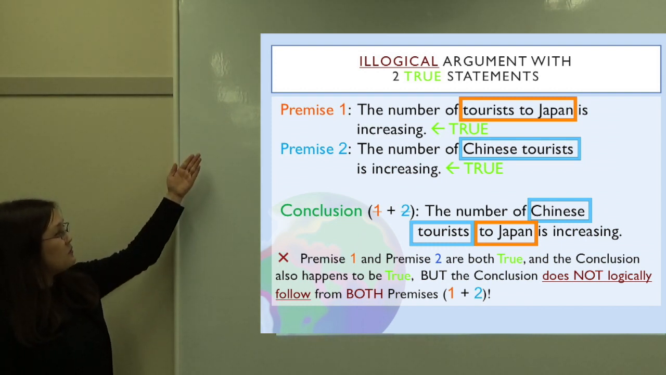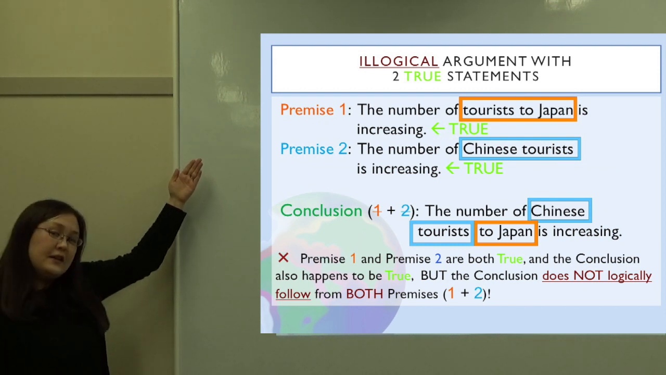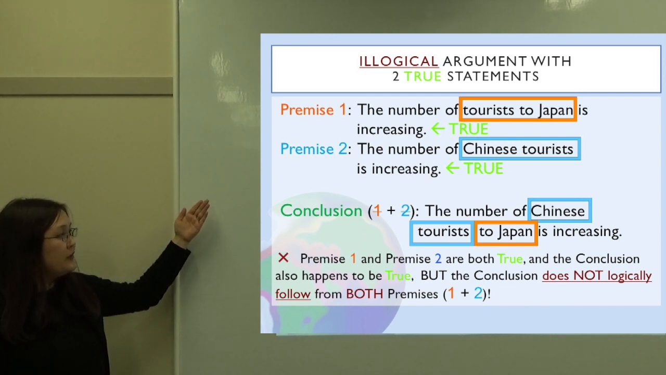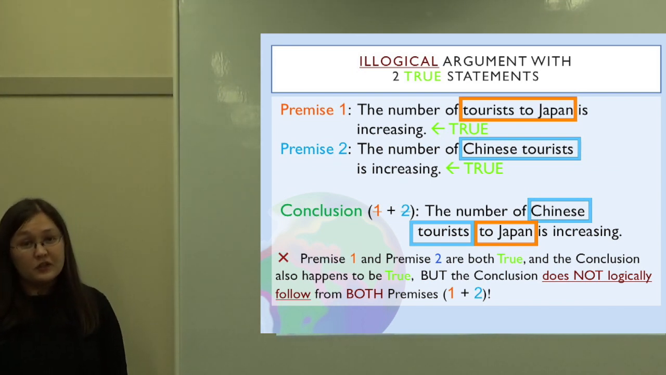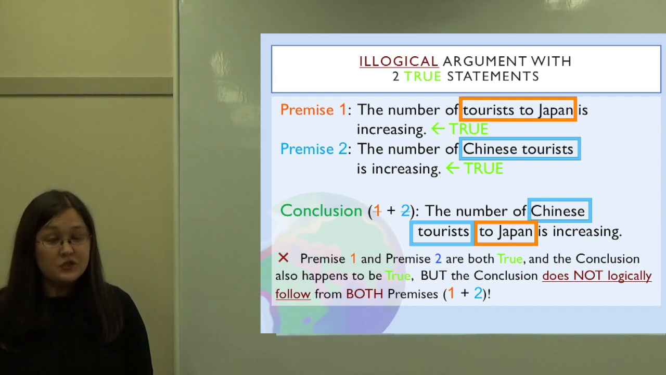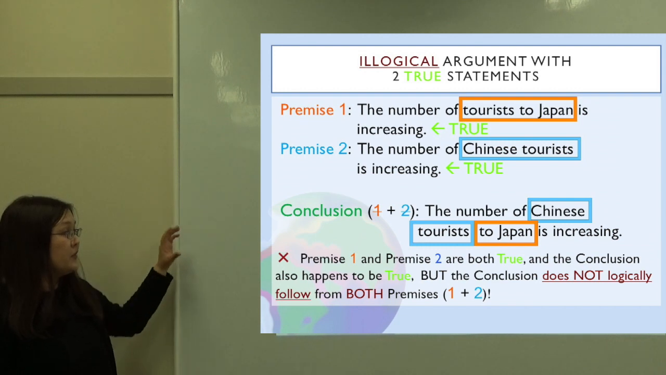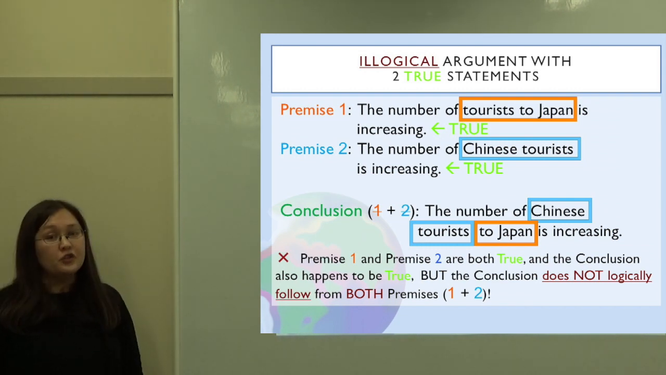So premise 1 is who is coming to where? To Japan. Premise 2 is who is going to where? We don't know. So we cannot say as a conclusion that the number of Chinese tourists to Japan is increasing just based on 1 plus 2. That would be an illogical conclusion.